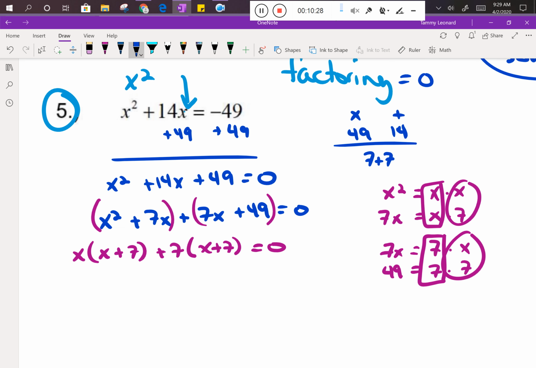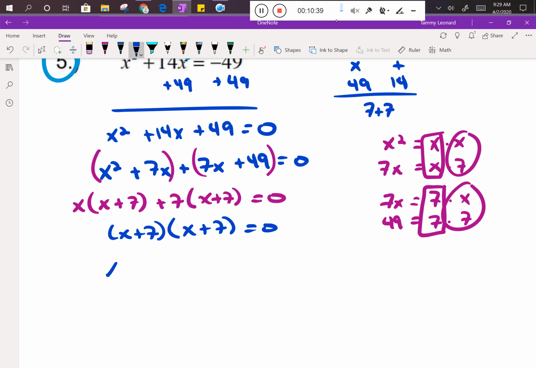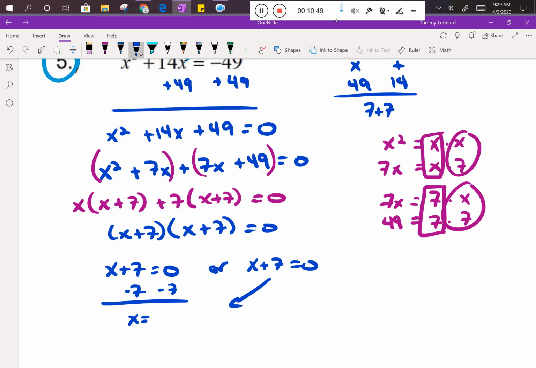When we look at that, we see that they both have an x plus 7 and that they leave behind a second binomial factor also of x plus 7. So when we go to solve this and we're like, well, x plus 7 equals 0 or x plus 7 equals 0, wait a minute, that's the same thing. I don't need to solve the same equation twice. I can just subtract 7 and x is equal to negative 7. That's my one solution to this problem.